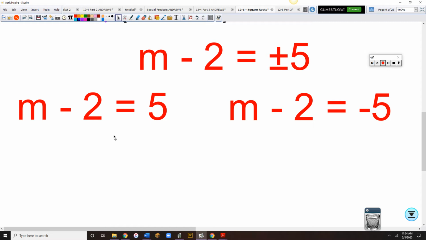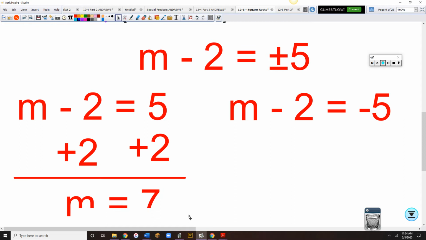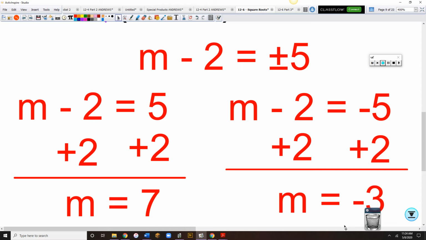They do not come out the same, by the way. A lot of students think they're going to come out the same, just opposite signs. If that ever happens, it's a huge coincidence. So we're going to add 2 to both sides, and one of my solutions is m equals 7. Add 2 to both sides over here, and m equals -3. Let's watch that again. Let's do another one.